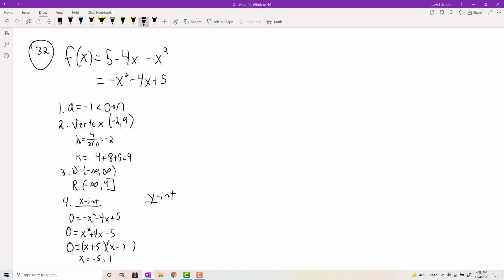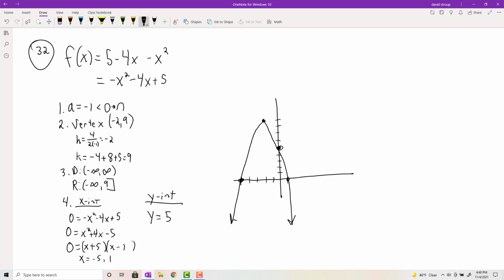The y-intercept's always easy for these. You let x equal 0, you're just going to end up with y equals 5. Okay, so let's get a graph going. I need to go up to 9. 1, 2, 3, 4, 5, 6, 7, 8, 9. The y-intercept's at 5. 1, 2, 3, 4, 5. The vertex is at (-2, 9). And then the x-intercepts are at -5: 1, 2, 3, 4, 5, and then 1. Okay, as usual, connect the dots, and you should have your picture. Oops, I butchered that. It should be smooth. That looks kind of junky, but all right.